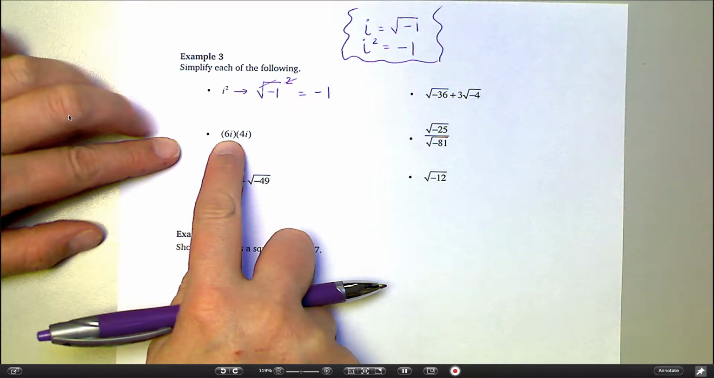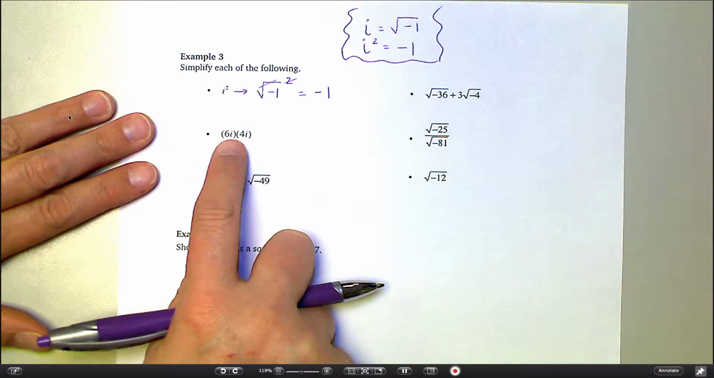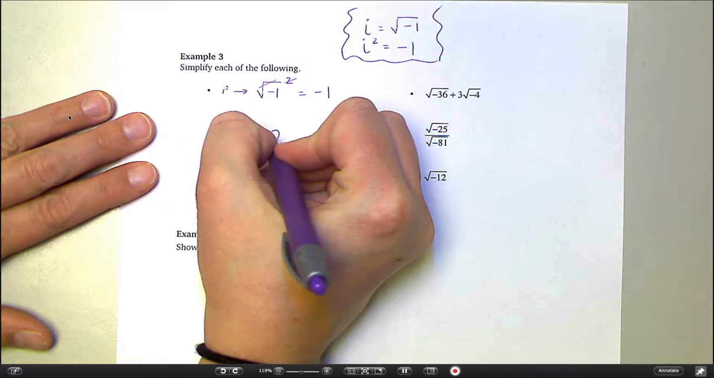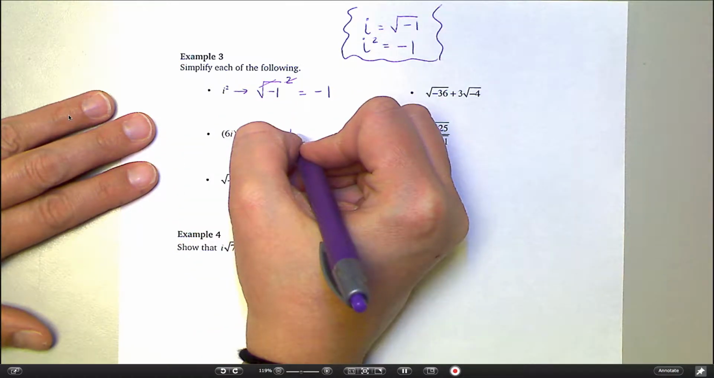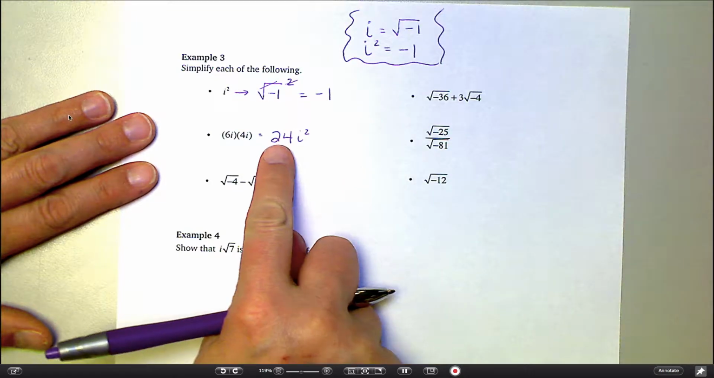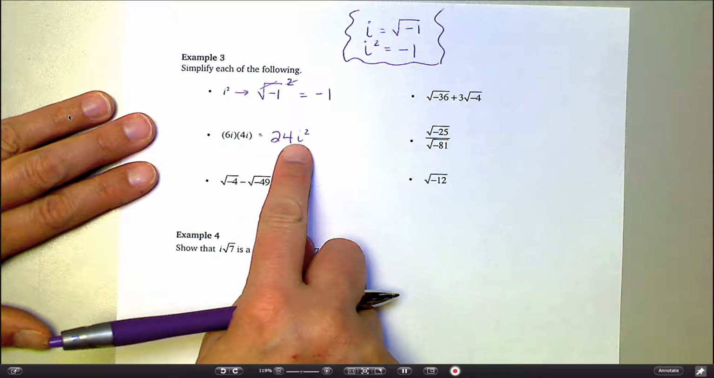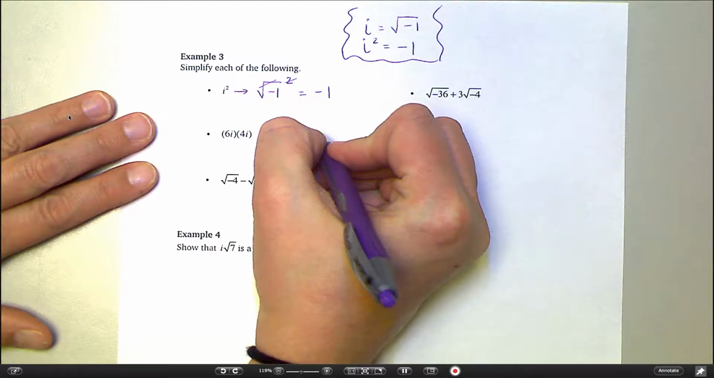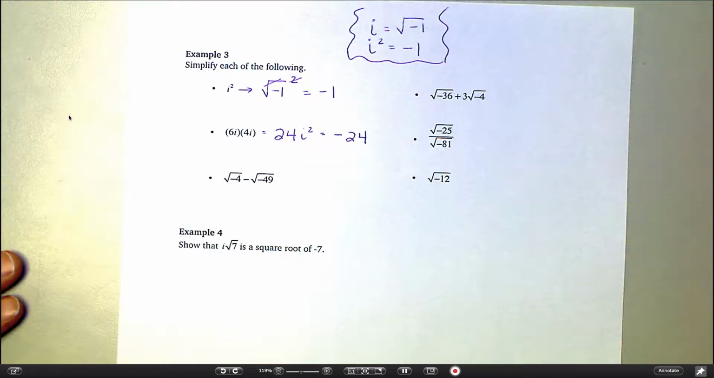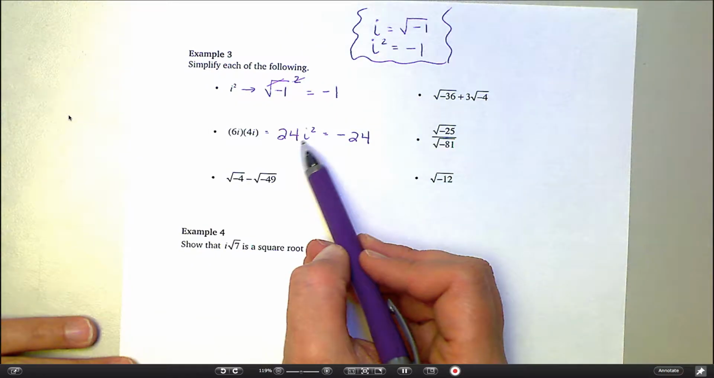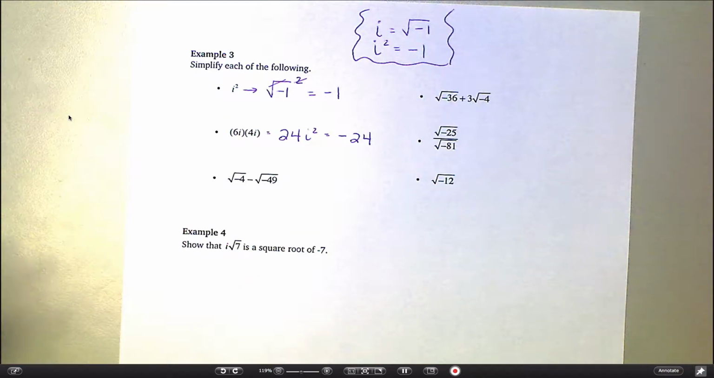So when I do 6i times 4i, 6 times 4 is 24. And i squared, or i times i gives you i squared. Well, this is really 24 times negative 1. So this is just equal to negative 24. Okay? And so that's what happens. Anytime you have an i squared, you don't want to leave it in your problem. It just becomes a negative 1, which essentially just makes the number that it's attached to negative.